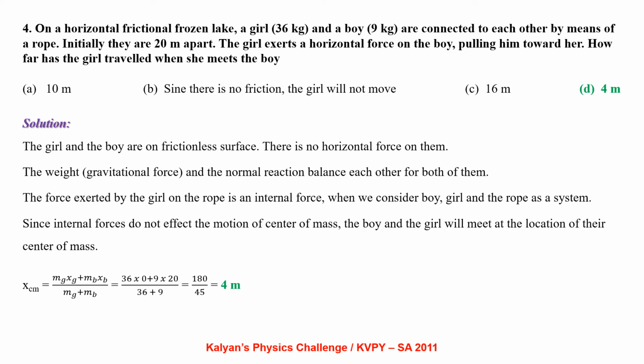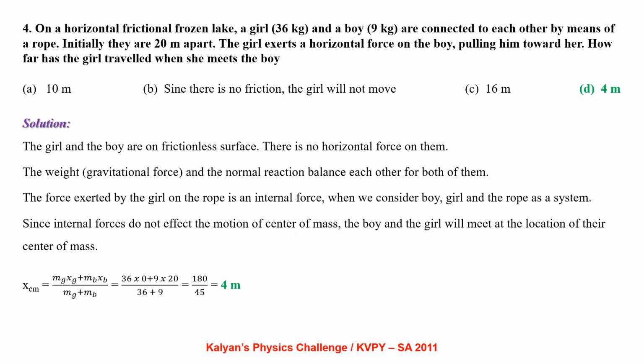The girl and the boy are on a frictionless surface. There is no horizontal force on them. The weight, that is the gravitational force, and the normal reaction balance each other for both of them. The force exerted by the girl on the rope is an internal force for the boy, girl and rope system. Since internal forces do not affect the motion of the center of mass, the boy and the girl will meet at the location of their center of mass.